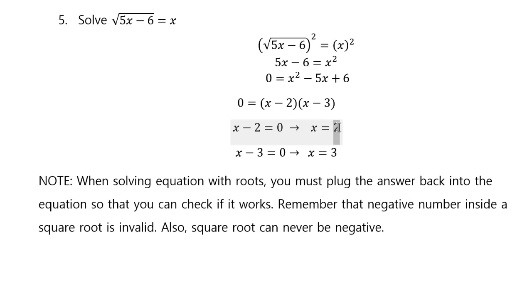Okay. So here we plug in 2, and if you look at 2 times 5, that's 10 minus 6. Square root of 4 is in fact 2, so it does work. And if you plug in 3, 3 times 5 is 15. 15 minus 6 is 9. Square root of 9 is in fact equal to 3. So they both work, and the answer would be x equals 2 and 3. So there are two answers in this case. In many cases, you only have one solution, or you may have no solution at all. Sometimes that happens as well.